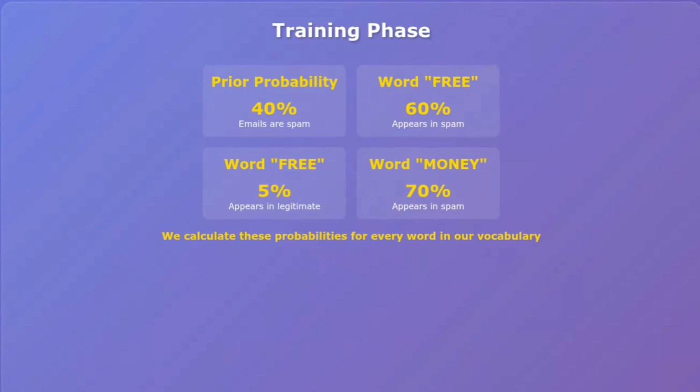In the training phase, we calculate several probabilities. First, the prior probability. What percentage of emails are spam overall? Let's say 40% are spam. Then, for each word, we calculate the likelihood. How often does free appear in spam emails versus legitimate ones? Maybe free appears in 60% of spam emails, but only 5% of legitimate ones. We do this for every word in our vocabulary.